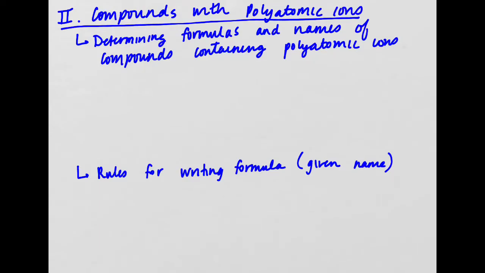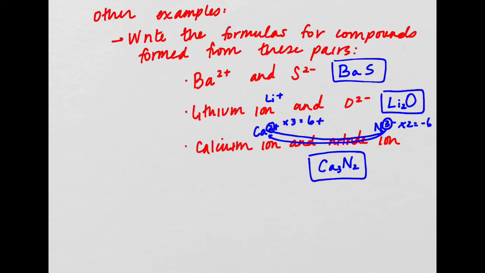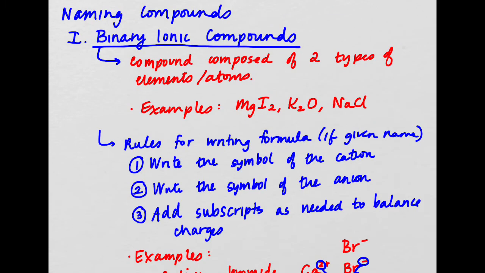Alrighty, so today we are finishing up chapter 9.2, and we are going to be looking at how we name and write formulas for compounds containing polyatomic ions. Remember yesterday we went over these rules for writing the formula if given the name, and then determining the name if given the formula is just the opposite.